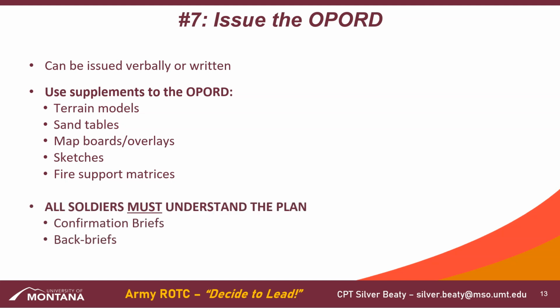And the most important part of this is making sure that every single soldier, every single person on this mission understands the plan. And you can do this with what we call either confirmation briefs or back briefs. So once you issue that op order, at the end, you're asking very specific questions to different people, what their tasks are, what the mission is itself, what the grid coordinates are, etc. But you have to make sure that your soldiers actually understand what's going on.